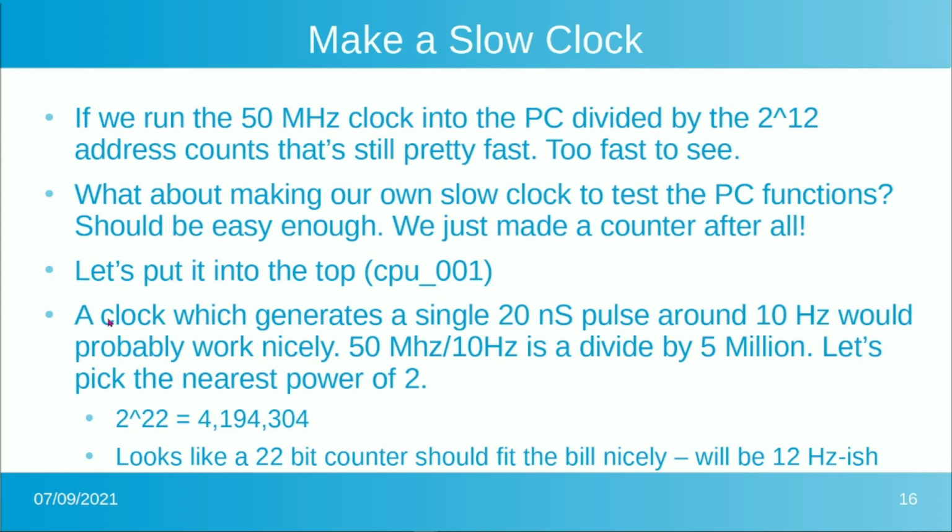The FPGA has a 20 nanosecond, 50 megahertz clock, and we want to get that somewhere down around 10 hertz. You can see 10 hertz. It's a fast blink, but you can definitely see it. So if we took 50 million and divided by 10 hertz, that's a 5 million count. But let's pick the nearest power of 2 just to make our counting simple. 2 to the 22nd is 4 million. So if we had a 22-bit counter, we get something around 12 hertz, which is definitely visible. And if we run a 12 hertz counter into our program counter and then tap into the program counter bits with our LED, we should be able to see that flash.